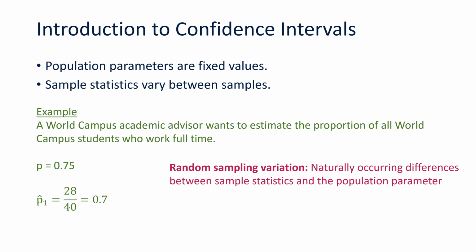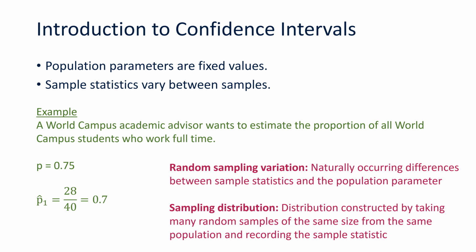If we would repeatedly pull samples of n equals 40 from the population and record the proportion of students working full-time in each sample, those sample proportions would form a sampling distribution. Constructing a sampling distribution is the first step in computing a confidence interval. The confidence interval is a given proportion of the middle of the sampling distribution. For example, a 95% confidence interval, which is the most common, is the middle 95% of the sampling distribution.